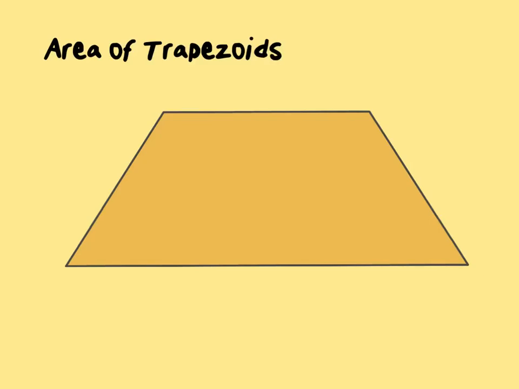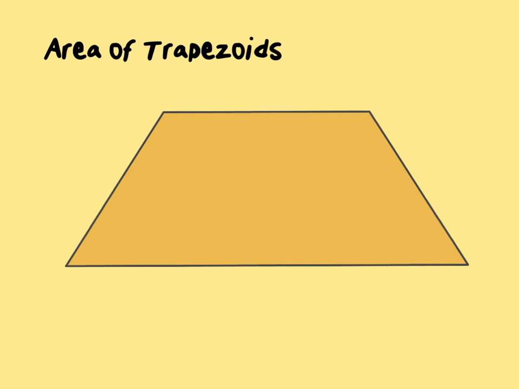Hey students, today we are going on lesson 4.3 and we're finding the area of trapezoids. Now we're going to approach this as a composite figure, and if you don't know what a composite figure is, it means that the shape that you're looking at is made of more than one shape.